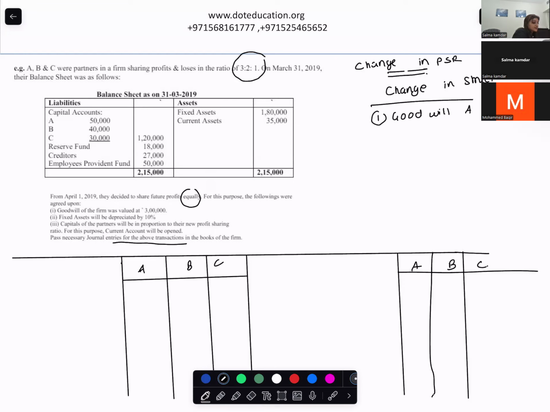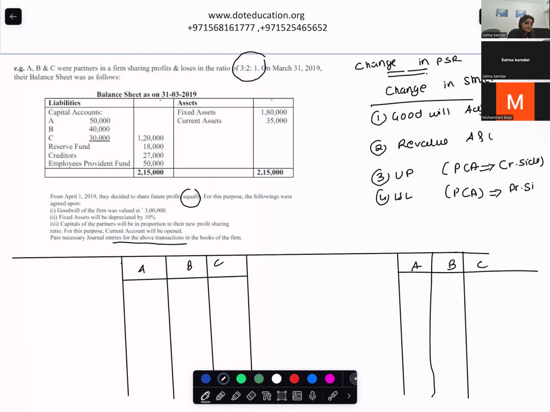Goodwill adjustment. You have to revise the revaluation account of assets and liabilities, and whatever undistributed profits there are will come in the partner's capital account, which side? Credit side. And whatever undistributed losses there are will come in the partner's capital account debit side. Are you with me?